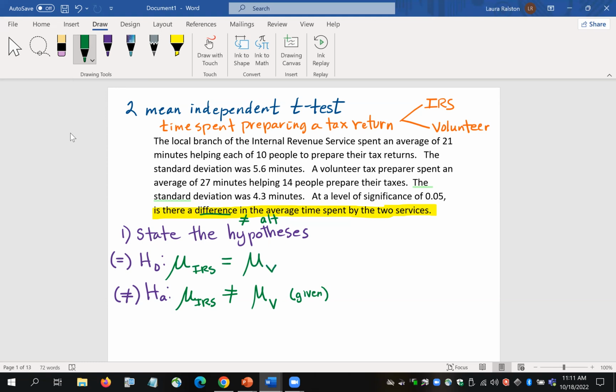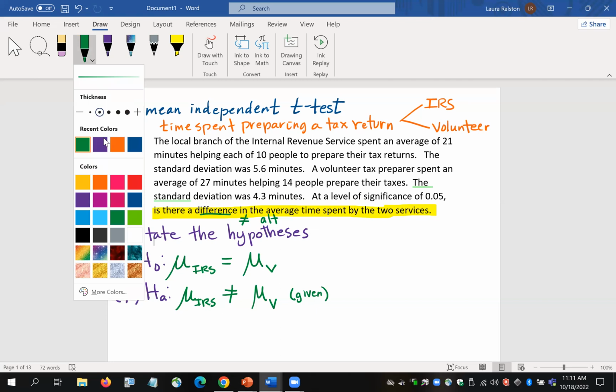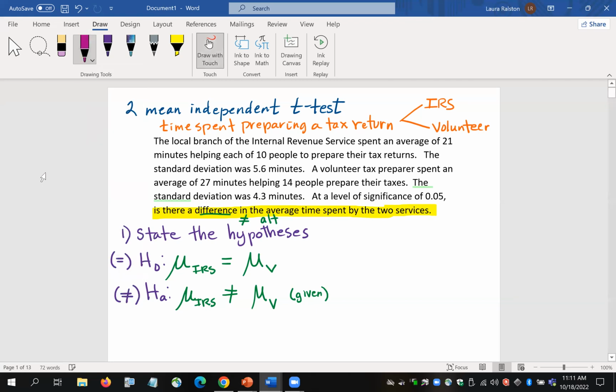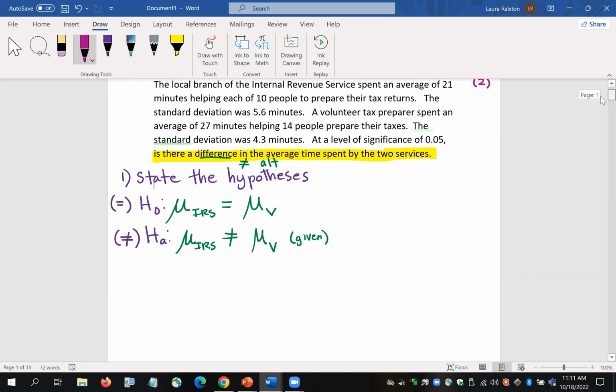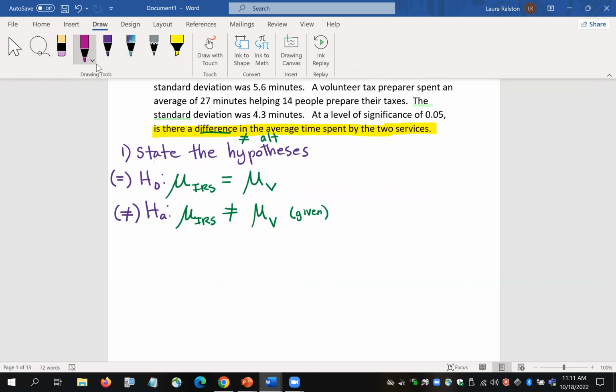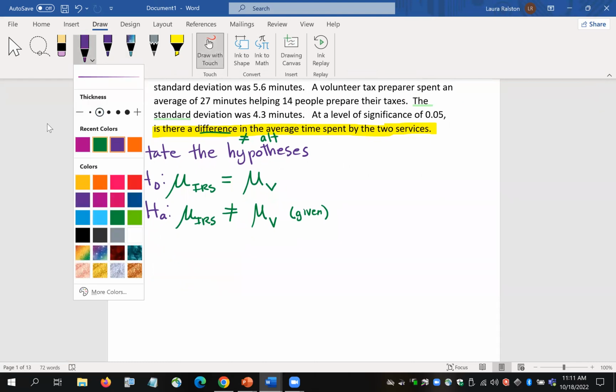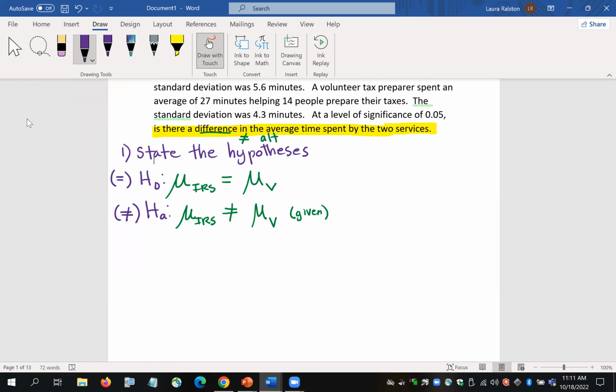Now you could label them group 1, group 2. Okay, I'm using IRS and V. Minitab does identify them as 1s and 2s. So I might say that the IRS is group 1 and the volunteer is group 2. In most cases, it doesn't matter which one is 1 and which one is 2, as long as you're consistent. It does matter with the paired test though. Okay, so step 2 is where we identify our information.